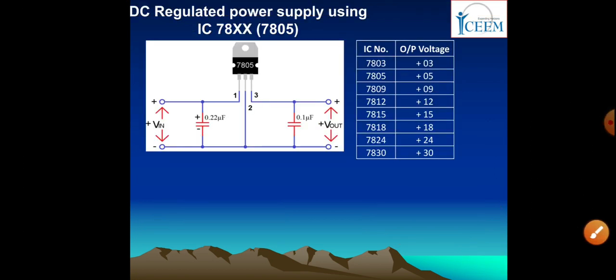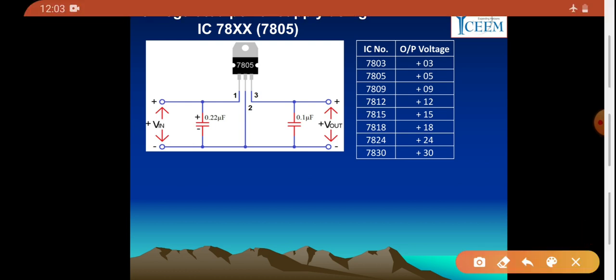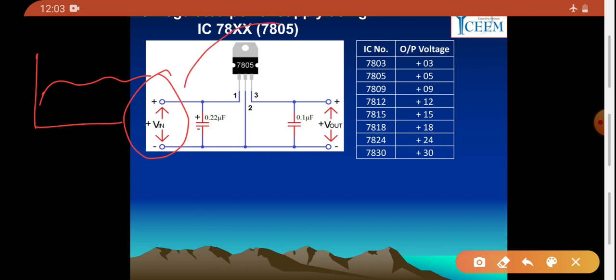DC regulated power supply using IC 78XX, for example 7805 in the place of XX. So what is the input voltage applied? Output from the filter. You know the output of the filter is like this, which is a pure DC but not constant. Along with 7805, there are two additional capacitors connected here. One is 0.22 microfarad and here it is 0.1 microfarad.